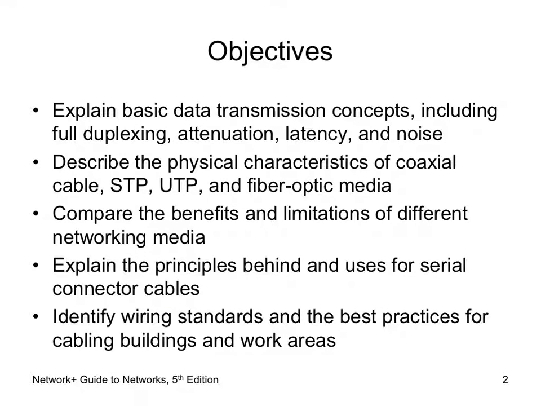So transmission media and basics of transmission media. We'll look at some transmission media concepts tonight, including full duplexing, attenuation, latency, and noise. We'll describe physical characteristics of coaxial cable, STP, UTP, and fiber optic. If you look at the back of the room, actually, the blue, red, and white cables are your STP, UTP that we'll be talking about, unshielded twisted pair. And then we'll compare the benefits and limitations of the different networking media. So like fiber has certain benefits over twisted pair Ethernet. Coax has certain benefits over Ethernet and fiber. We'll look at the principles of serial connector cables and some wiring basics for buildings and work areas.